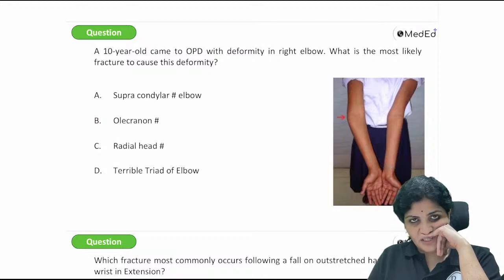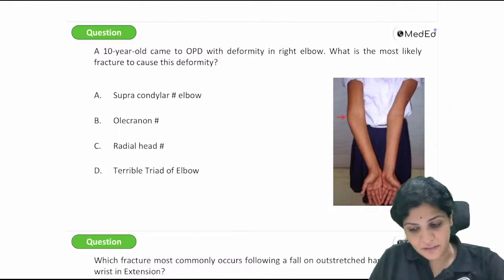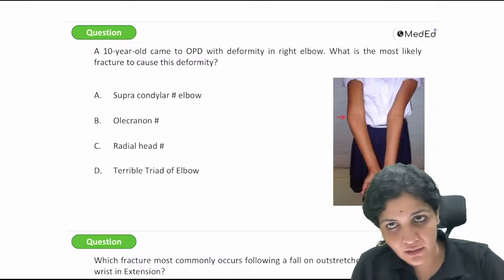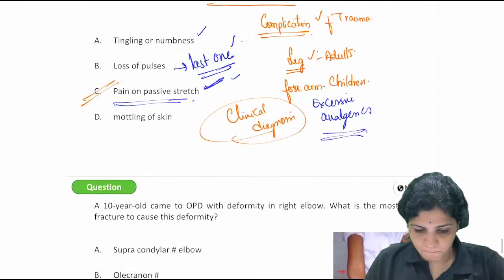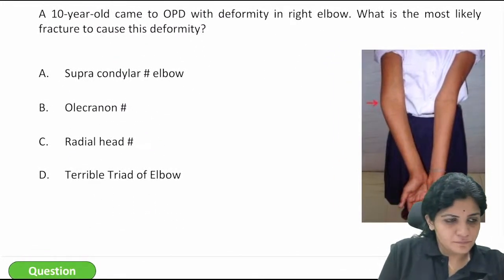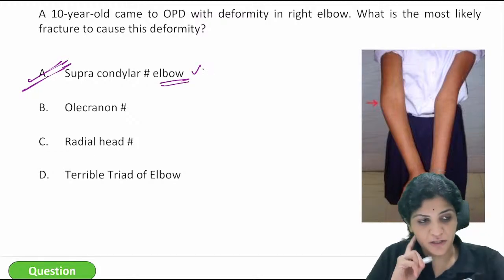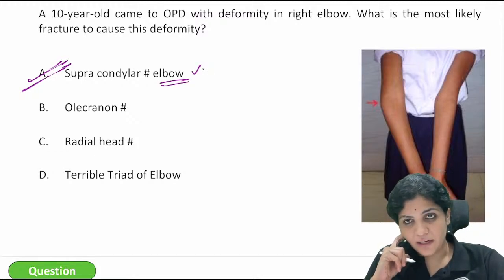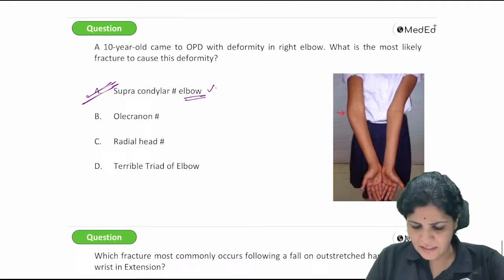So what is this deformity? This is the cubitus varus deformity. And when do you see this deformity? Whenever there is a malunion of which fracture? Supracondylar fracture. So the malunion of supracondylar fracture. Very good. Malunion of supracondylar fracture of the elbow will result in this cubitus varus deformity. We have discussed in detail.